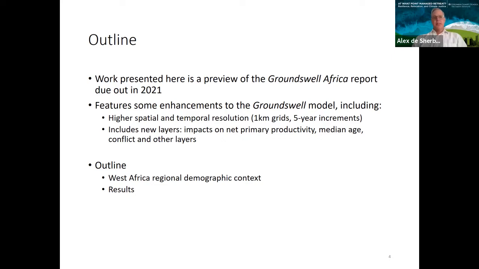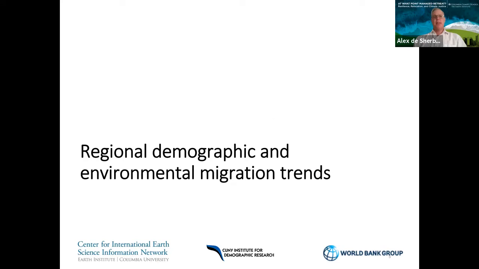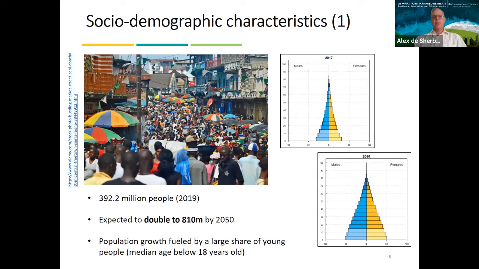Those enhancements include higher spatial resolution and temporal resolution in our modeling steps. So we went from 15-kilometer grids to 1-kilometer grids. It includes new layers such as impacts on net primary productivity, which represents essentially pastoral zones in West Africa, mean age or median age, and conflict, and other layers that give a more nuanced picture of what may happen in West Africa. I'm going to just describe the demographic context very briefly, which is one of very rapid population growth with a large youth bulge at the bottom.